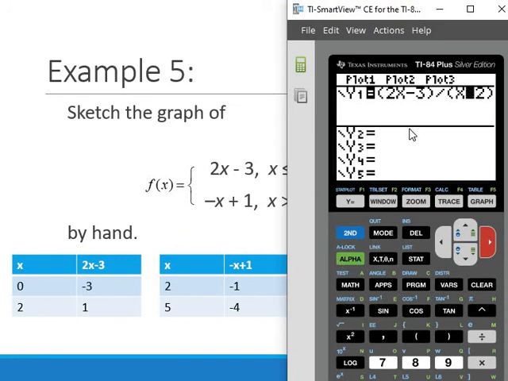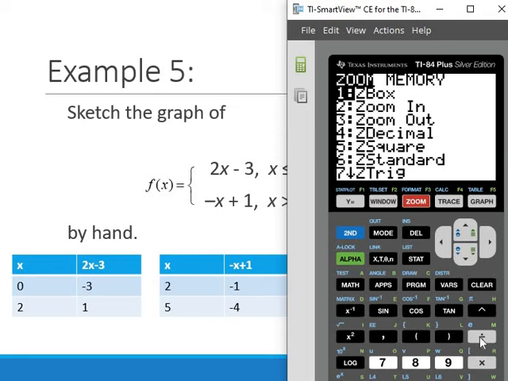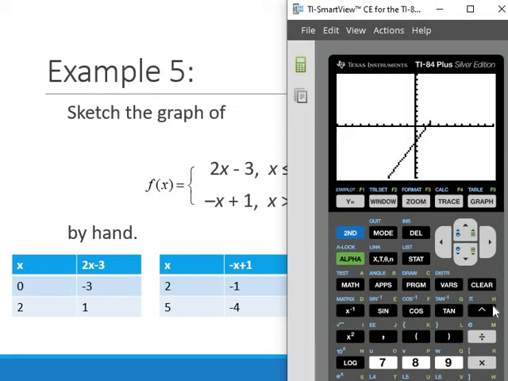What it does, the test menu, it tests those x values and returns a 0 or a 1. When it's not true, it's a 0. You divide by 0, it does nothing. When it's a 1, you divide by 1 and get 2x minus 3. So it's going to plot exactly what I want. I'm going to do zoom 6. And there's that piece. Okay?